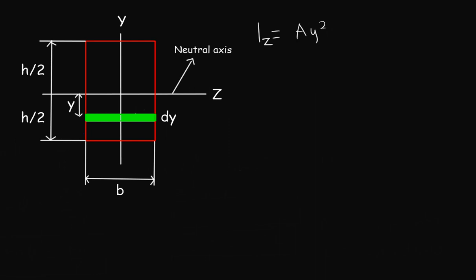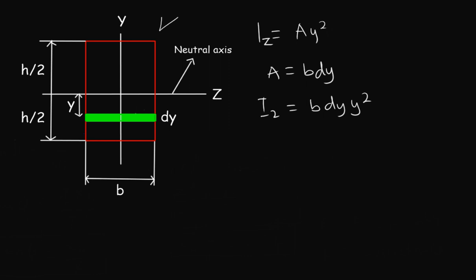We are going to calculate the area of this small rectangle that has been drawn in green, and then multiply it by the square of its perpendicular distance, which is this y here from the neutral axis. Let's look at how we are going to do this. The area of this small rectangle will be the breadth times the height. The breadth is b, and the height is dy here, so the area will be b dy. The perpendicular distance from the z axis will be this y here. So the second moment of area about the z axis will be b dy times the square of the perpendicular distance, which is y squared. This is what we have.